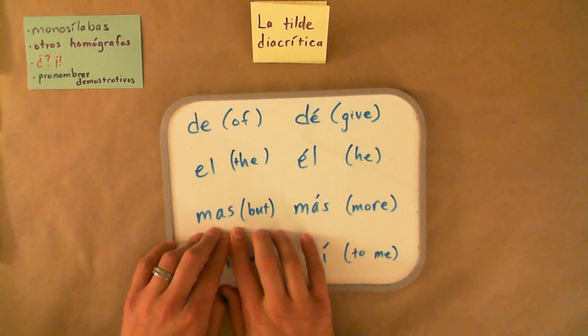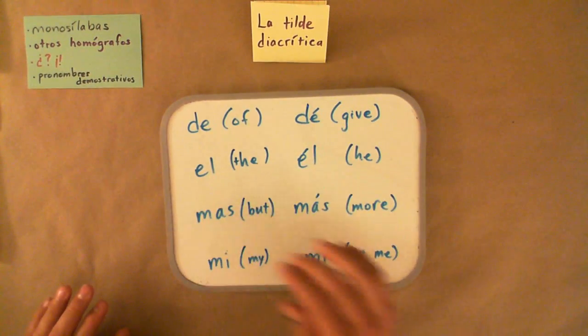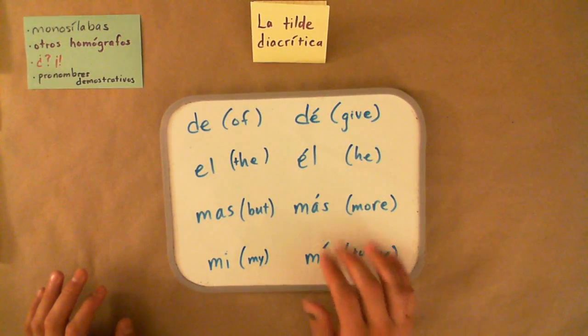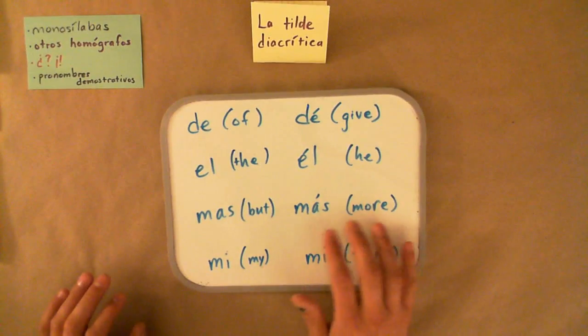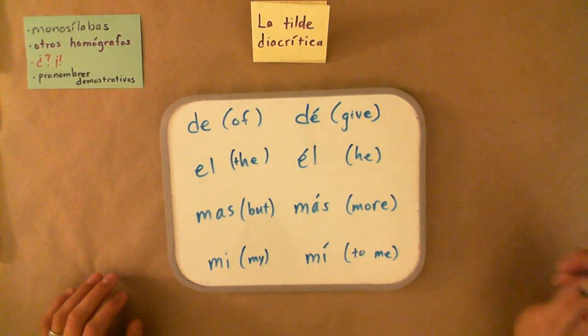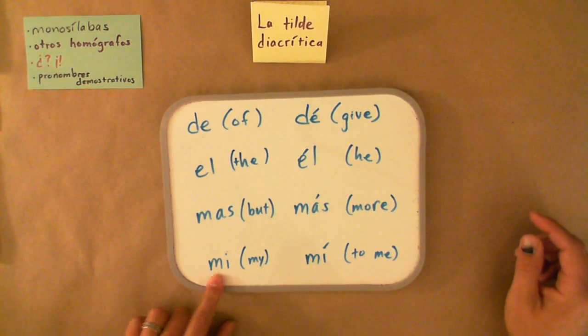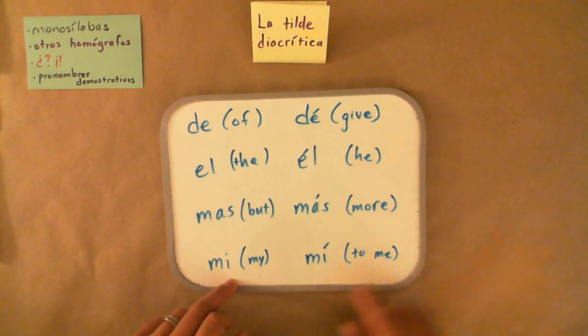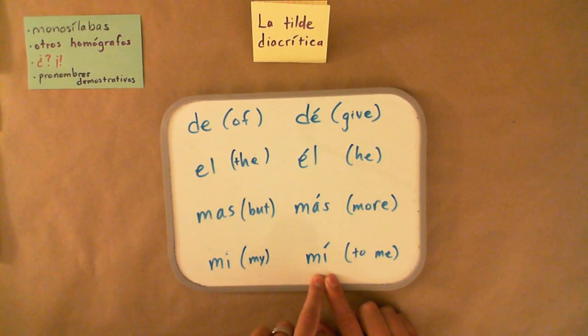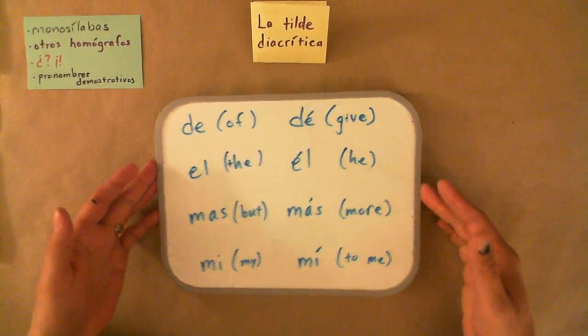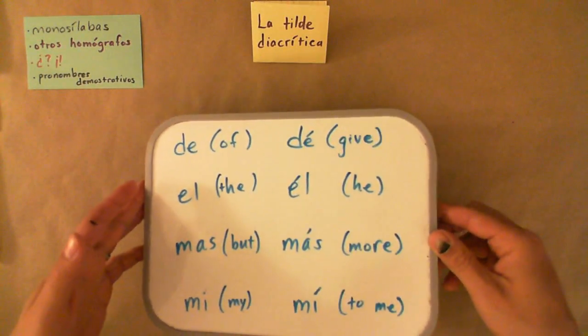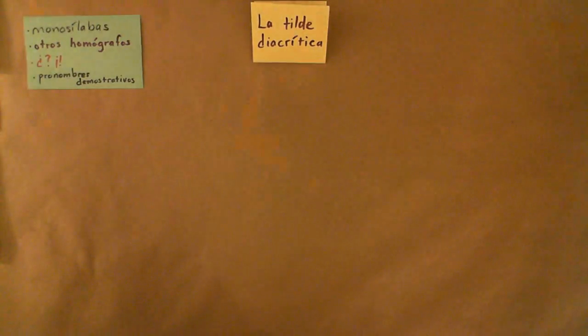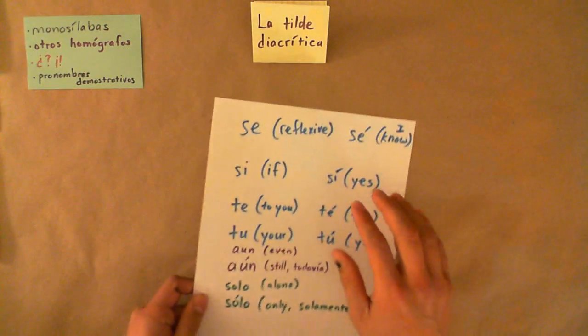Mas, meaning but. We hardly ever use this. It's more of a literary and archaic form, and the one that you will use all the time is this one, más, meaning more. Mi, like mi casa, and mí, like a mí me gusta, or dámelo a mí, give it to me. And then we have these first four here.